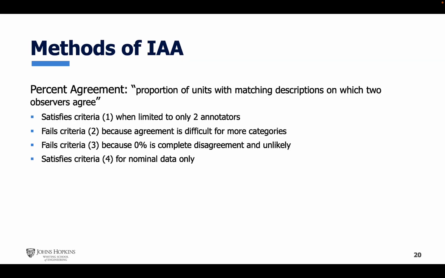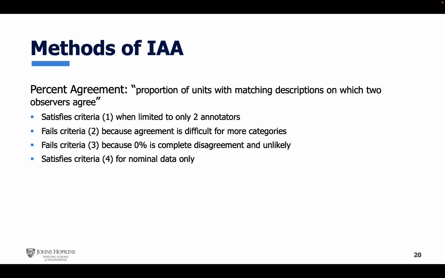So the first one, percent agreement, is simply the proportion of units with the matching description. You can look at 2 observers, and say they annotated 100 items, and 85 of them they agreed on, and 15 of them they didn't. That would be 85% agreement. It satisfies criteria 1, as there are 2 or more annotators, but it can't really do 3 annotators. When you start adding 3, 4, 5 annotators, how do you do percent agreement? Now you have different paired choices, and that gets complicated, and that's not what percent agreement was designed for. So it's limited to only 2 annotators.